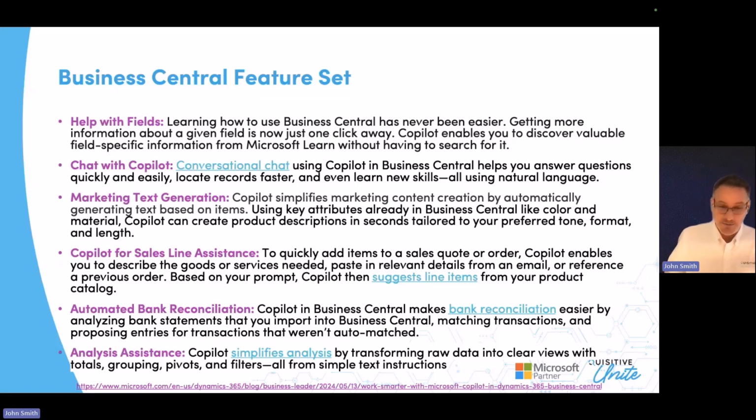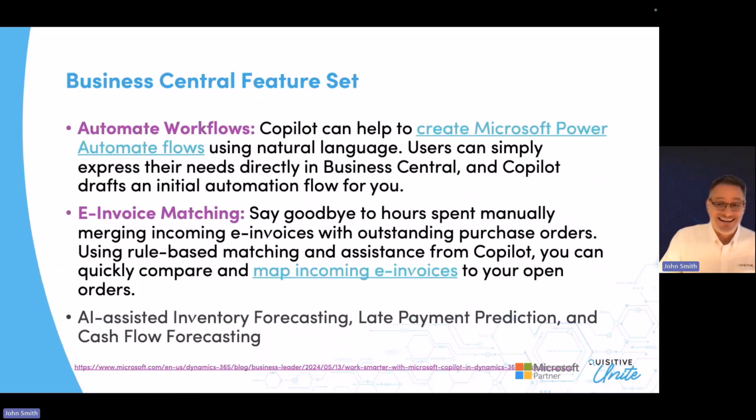So with that, let me talk about a few other features that are coming. We're not going to show these today. First of all, there's a feature for automating workflows where Copilot can assist in creating Power Automate workflows for Business Central. I think this is one coming out in July, so we will look forward to seeing this. Again, early days, but we know it's coming.